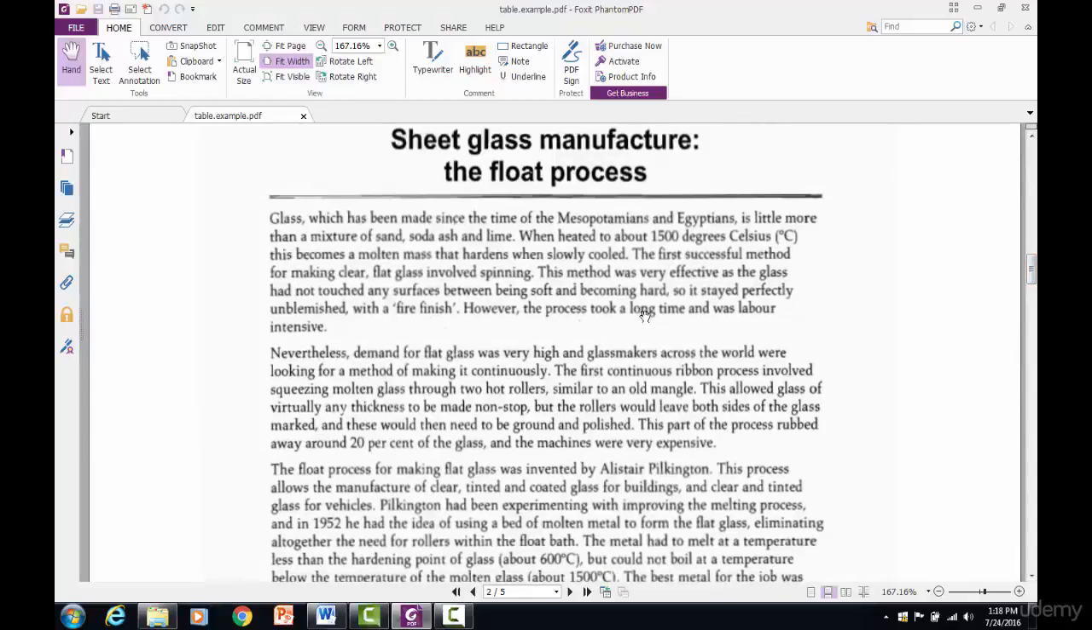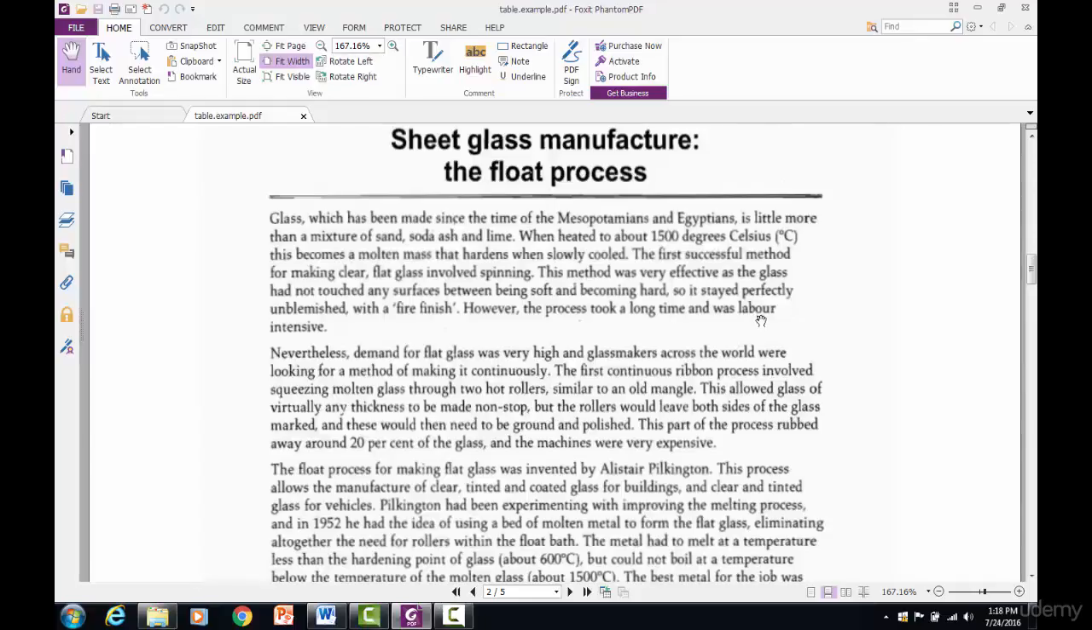All right, so here's our synonym. It says, last sentence, "However, the process took a long time." Long time is a synonym for slow. It was slow and, there's our "and," labor intensive. So the answer for the next one is labor intensive.